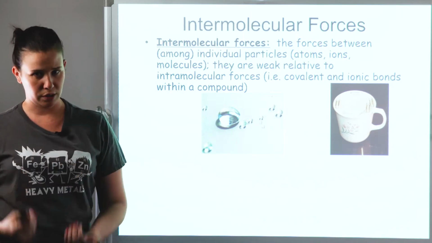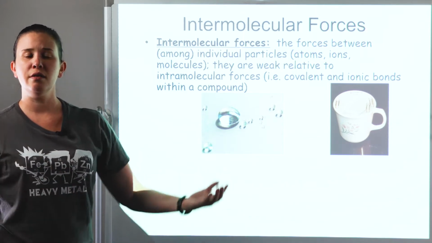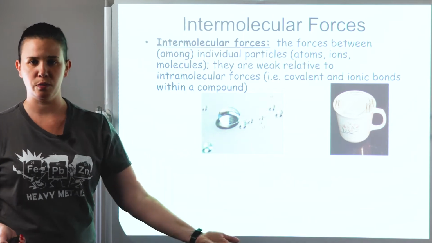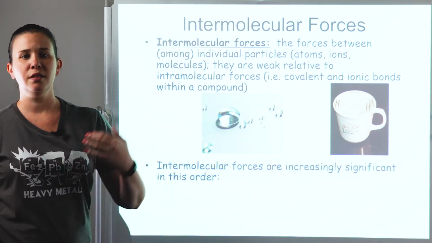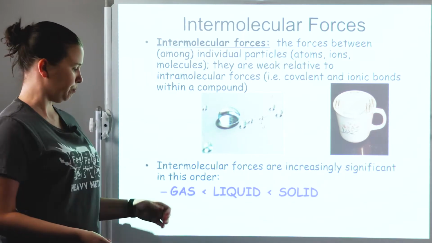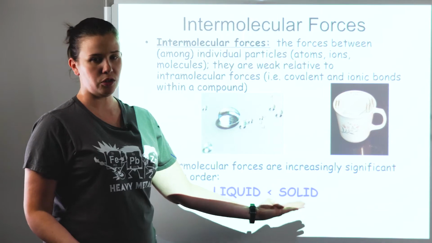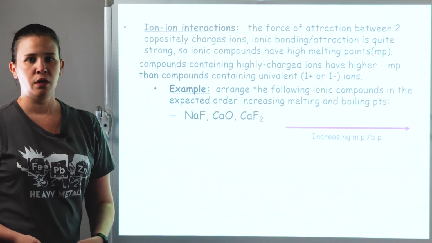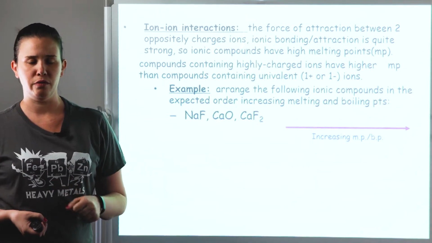And then, according to kinetic molecular theory, as those particles gain energy, they move faster. So substances at higher temperatures, for example gases, would have the weakest intermolecular forces because they are the furthest apart. So gases would have the weakest intermolecular forces, solids the strongest, with liquids somewhere in between. There are three main types of intermolecular forces that I want to review right now.